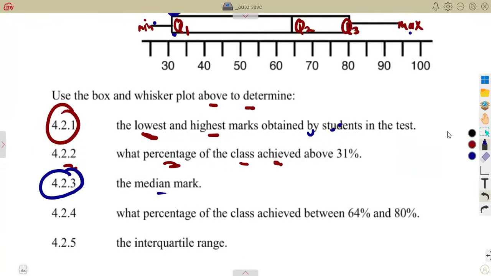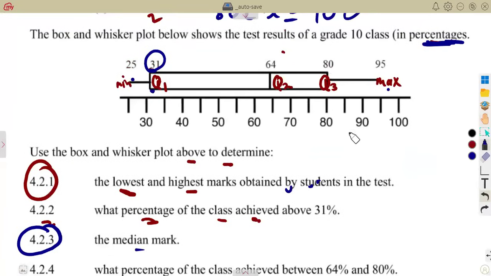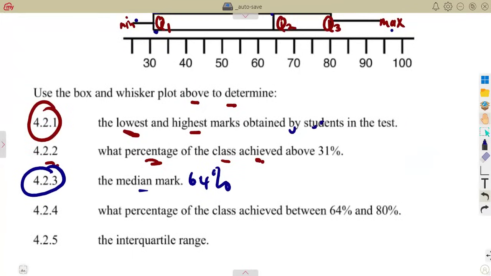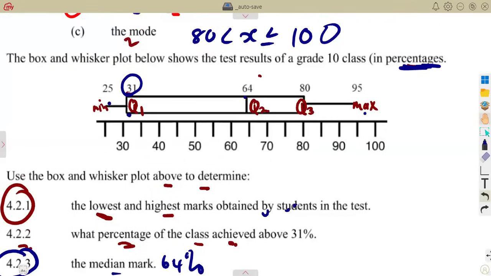What is the median? Remember, we said the median is already given, guys. That's Q2 there. So the median, that's 64%. What percentage of class achieved between 64 and 80? 64 and 80. All right. This is where we have 64 and 80, guys. What does this remaining part represent?